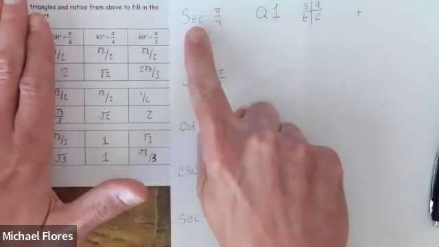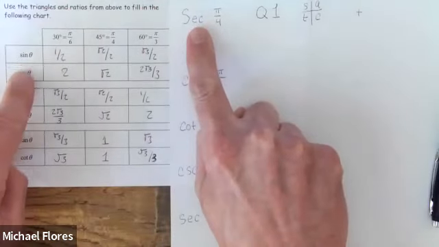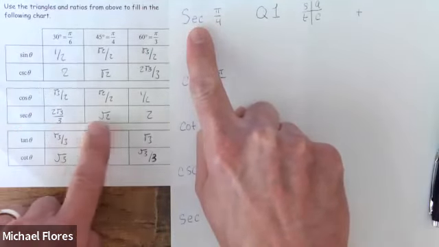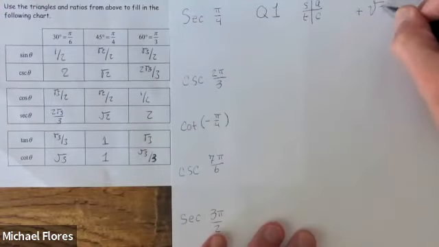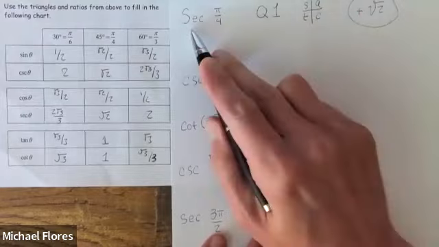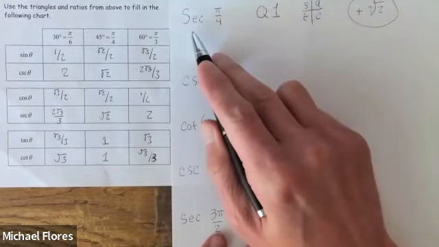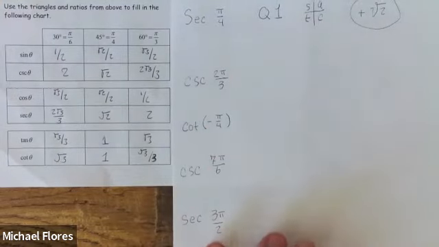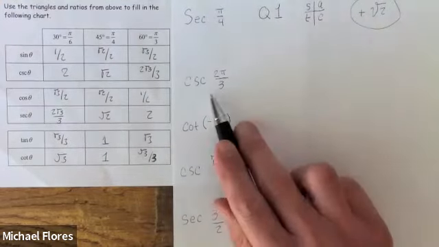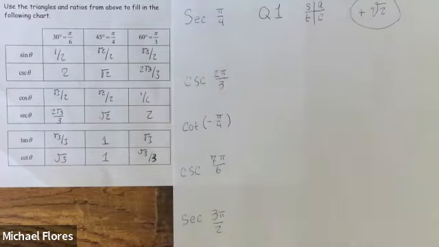We need the secant value. So where's the secant value? Right there. So your answer for secant of pi over 4, what is the secant value at pi over 4? It's positive root 2. Now go ahead and find cosecant of 2 pi over 3 in your notes.